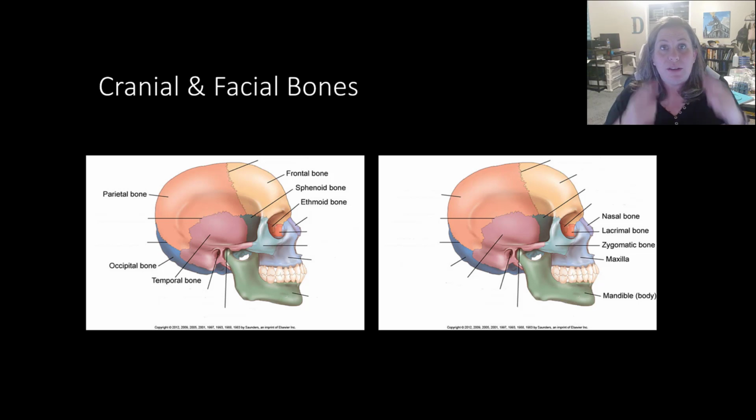The facial bones are going to include things like your nasal bones, the lacrimal bones, which is where your tears are going to drain into your nasal cavity. We also have the zygomatic bone, which makes up your cheek. We see the maxilla and the mandible. The top of the mouth is also going to have the palatine bone along with the maxilla. And so there's a lot of bones that make up the face as well.